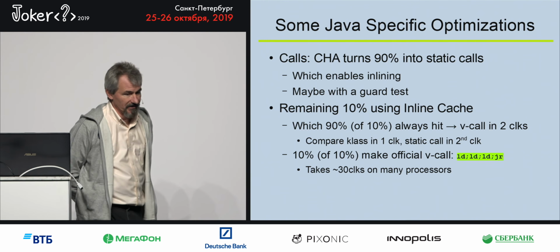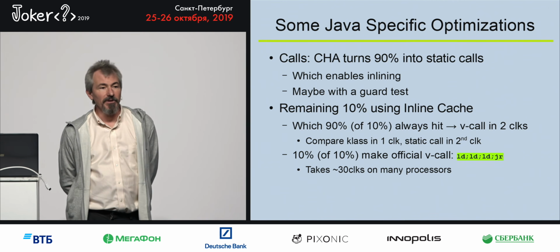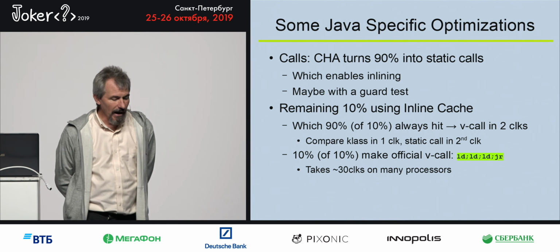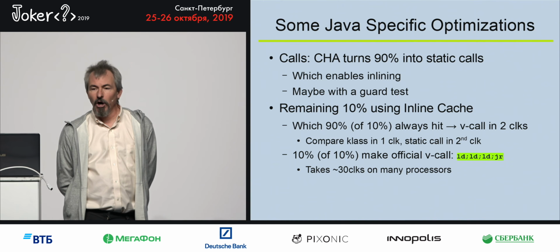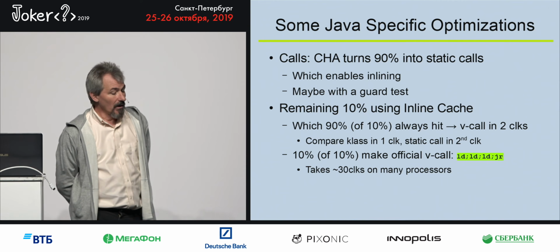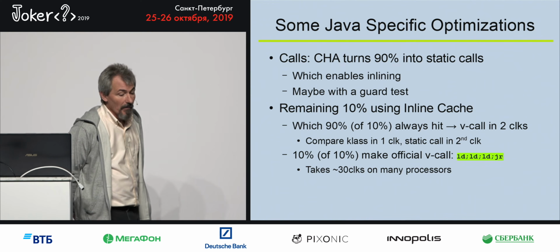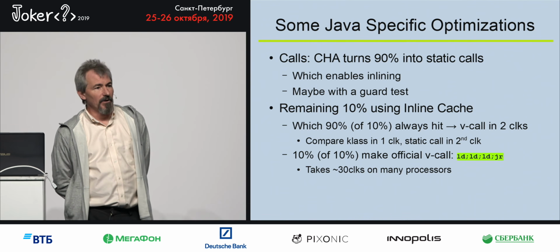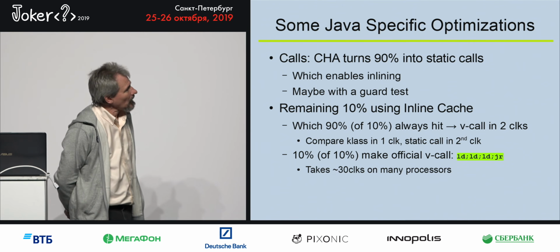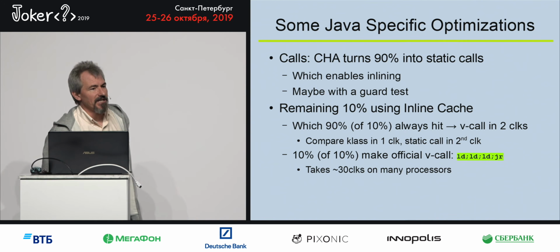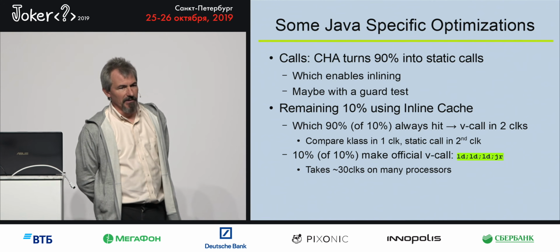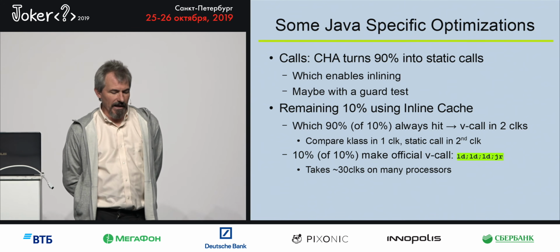CHA, class hierarchy analysis. Turns out that even though it's mostly done early, it does a really good job. About 90% of your standard Java calls are determined statically at that time, at bytecode parse time, which enables them to be inlined. Maybe you have to have a guard test if you have a frequency and maybe a couple choices, but there's one high frequency choice. If you can't get it with CHA, you use an inline cache. And an inline cache has another interesting bimodal distribution. 90% of inline caches hit.